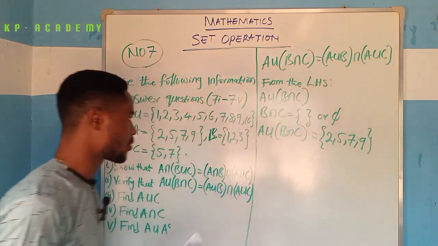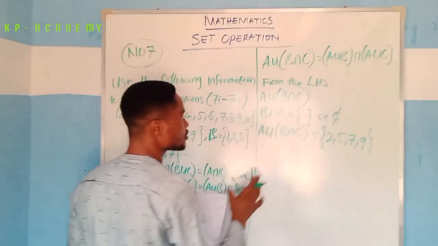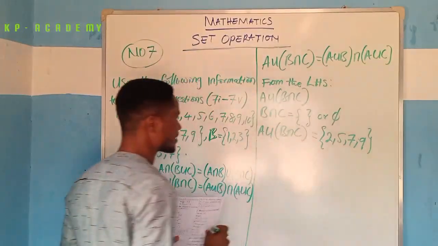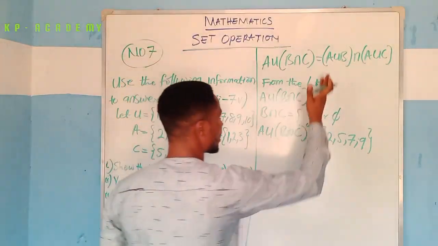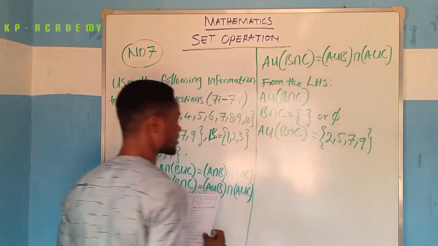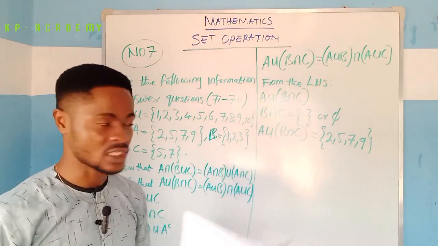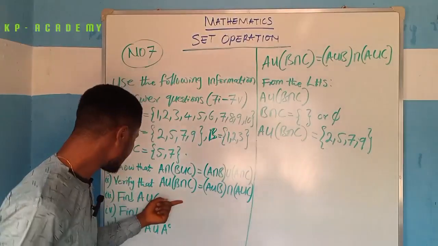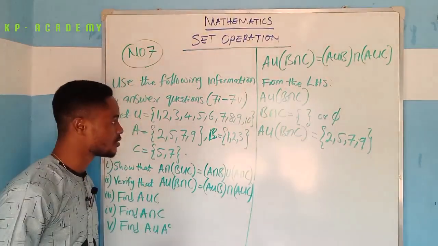Very important. So this is what we have. Now it means that we are going to solve for the right hand side, to see whether what we are having on the right hand side is equal to this which we've gotten from the left hand side. If both of them correspond, it means that this statement under II is very true.